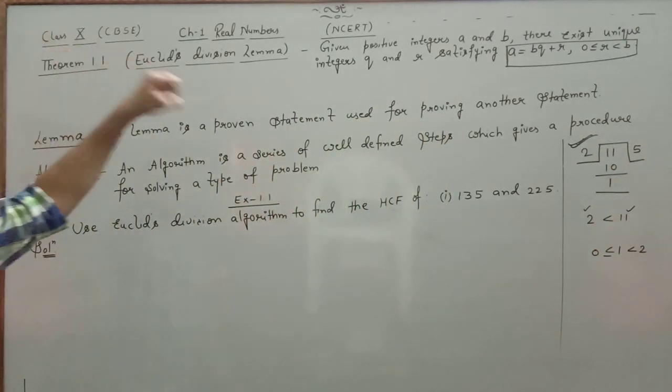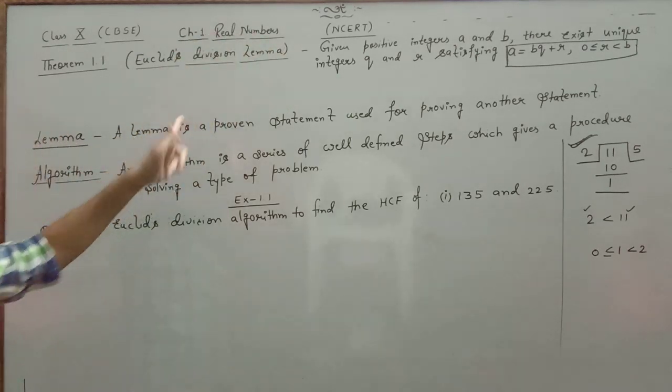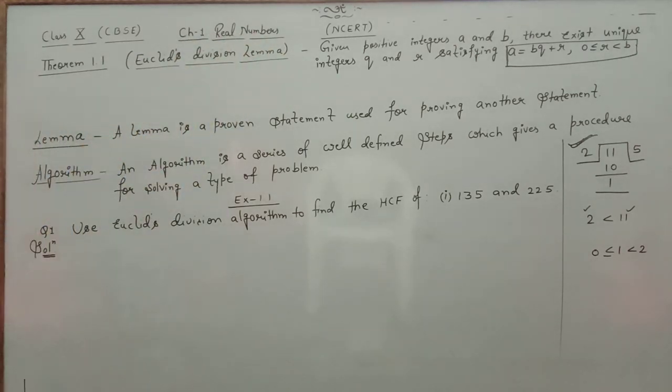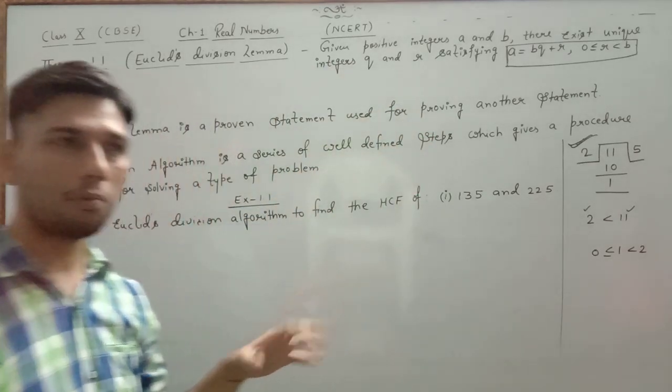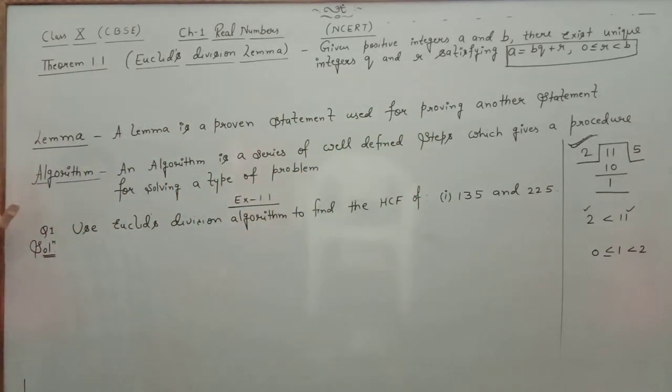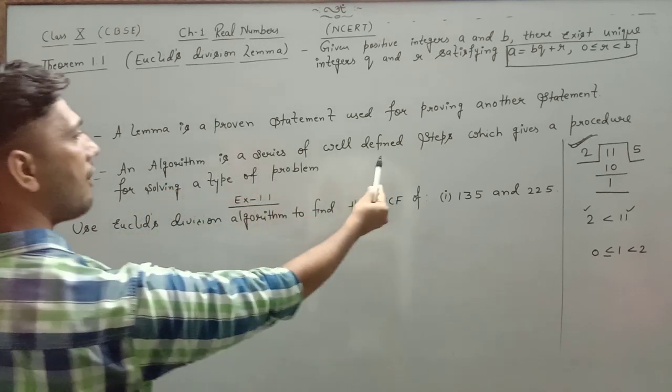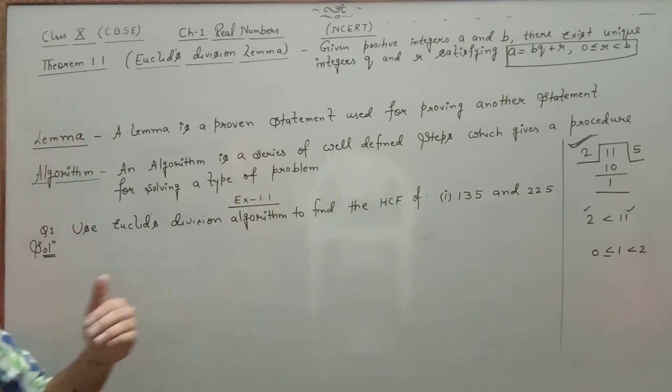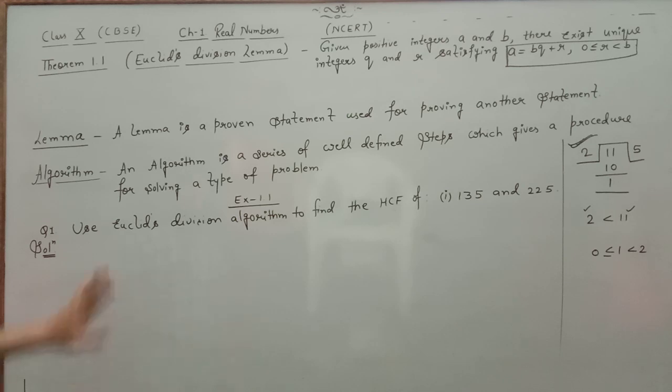Now a new question: what is the meaning of lemma? A lemma is a proven statement used for proving other statements. This is already proved, so we can use it in other statements for proving them. Next point is algorithm. An algorithm is a series of well-defined steps, means a step-by-step process, which gives a procedure for solving a type of problem.